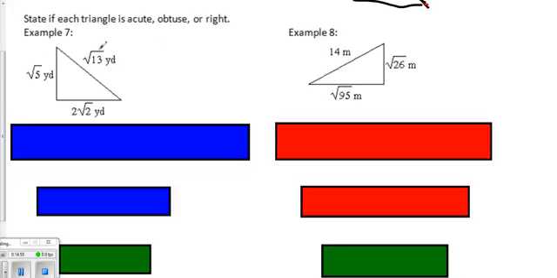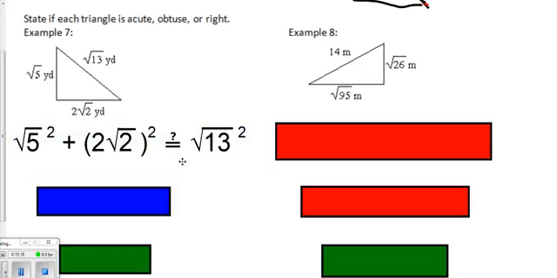Using these side lengths, we need to determine if it's an acute triangle, an obtuse triangle, or a right triangle. Remember, it'd be right if c squared equaled a squared plus b squared, obtuse if c squared was bigger than the other two, acute if c squared was smaller than the other two. So here we have our a, our b, and our c value. Plug them in for the Pythagorean theorem. Square root of 5 squared plus 2 square roots of 2 squared. Does that equal square root of 13 squared?